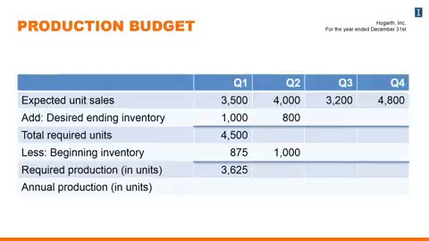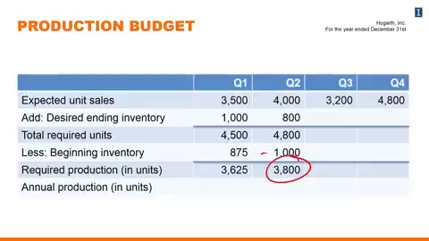Looking ahead to quarter 3, we know that we are going to sell 3,200 units. According to our policy, we need 25% of those needs on hand at the end of the current quarter. So that leads us to have a desired ending inventory of 800 units. The expected sales of 4,000 units and the desired ending inventory of 800 units mean that we have a total required unit number of 4,800. Given that we're starting with 1,000 units, our required production in quarter 2 is 3,800.